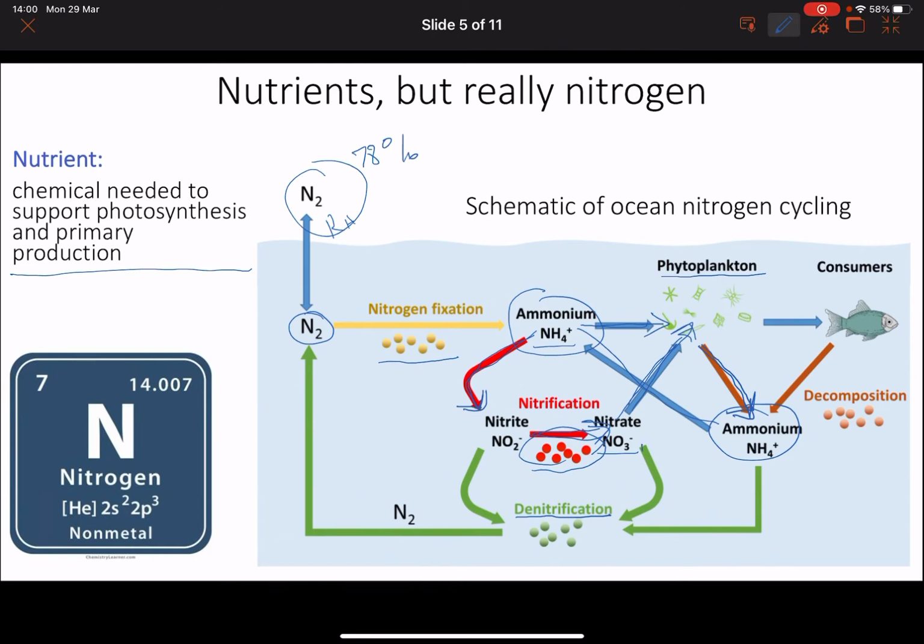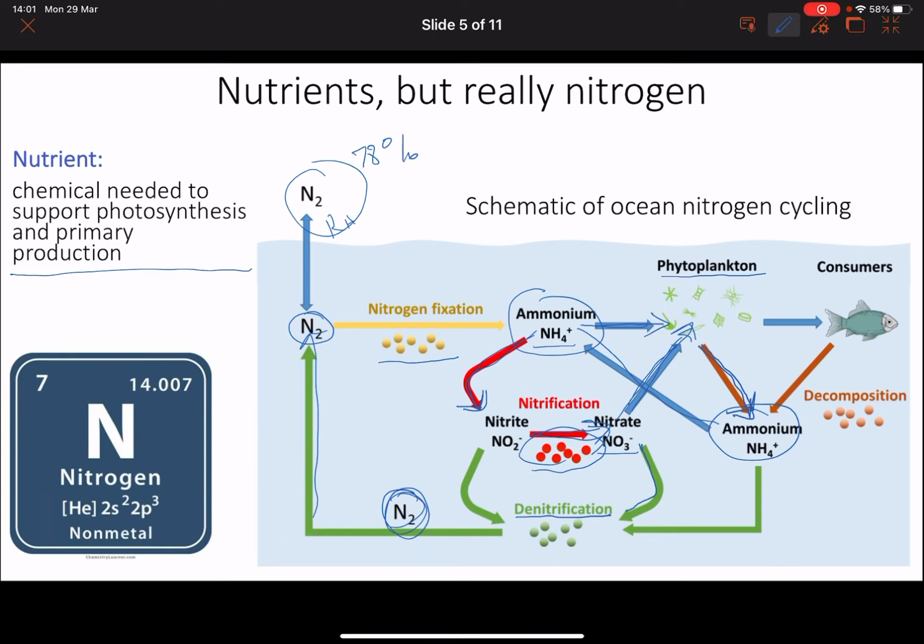And they will take the nitrates and convert them back to N2, which completely removes it from the usable pool and sticks it back out here with the atmosphere. So that's a super short 5-minute introduction to the nitrogen cycle.